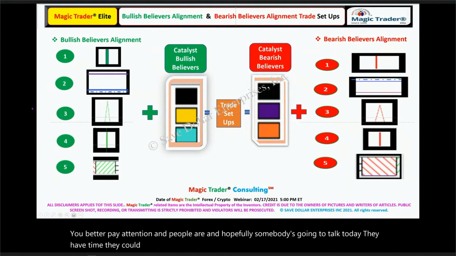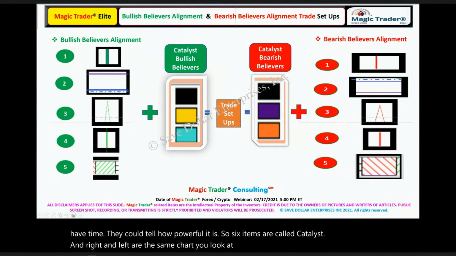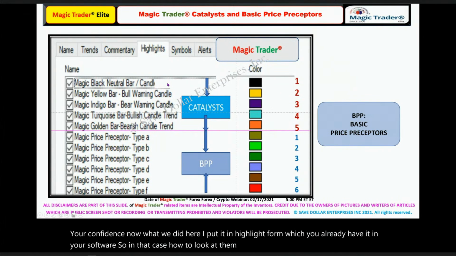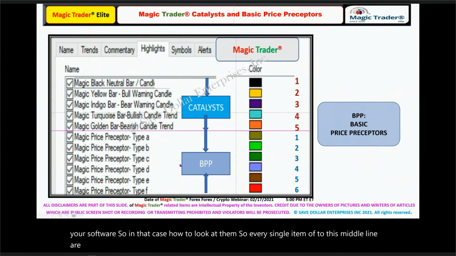how powerful it is. So 6 items are called catalysts, and the right and the left are the same chart. You need those catalysts for your confidence. Now what we did here, I put it in a highlight form, which you already have in your software. So how to look at them? Every single item up to this middle line are catalysts. Every single item at the bottom is either a basic price preceptor or an advanced price preceptor.